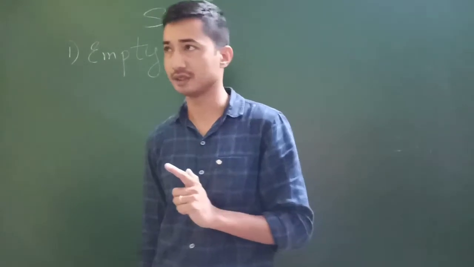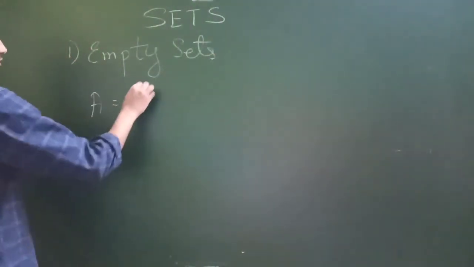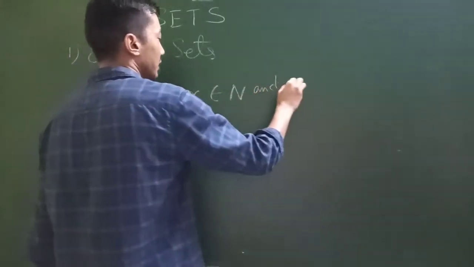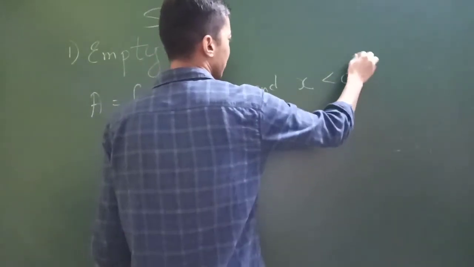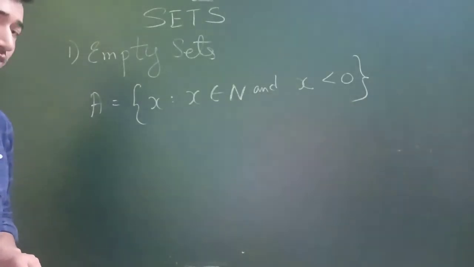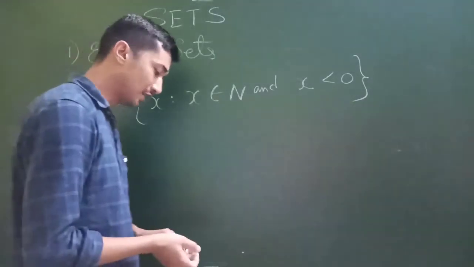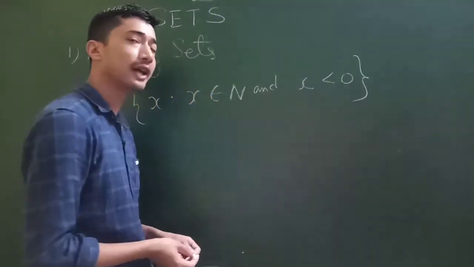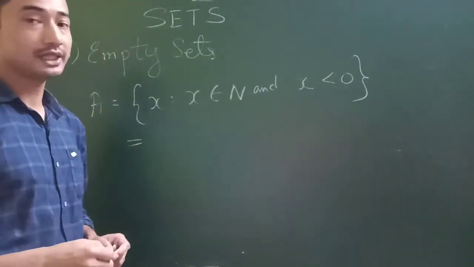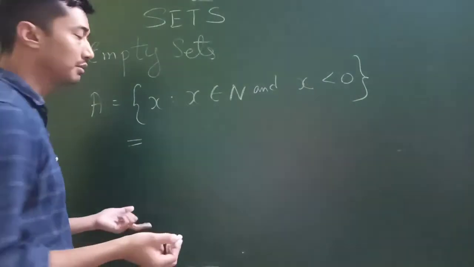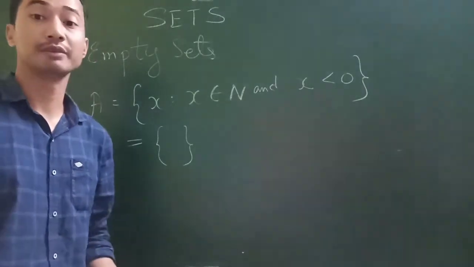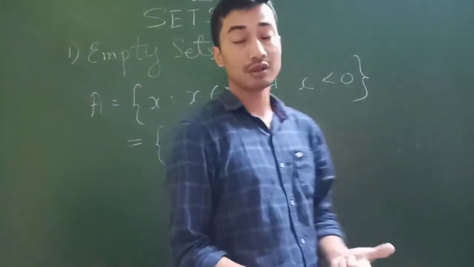For example, I give you one set builder form: x belongs to natural numbers and x is less than 0. So I'm telling you to write a set of natural numbers which are less than 0. Do we have any? No. So we don't have any elements for that. So how shall we write? Khali, no element. So we're going to write empty. There's no element in this set, so we're not going to write any elements.